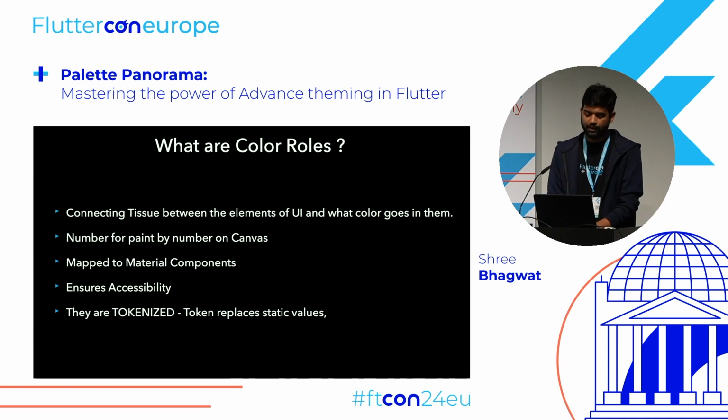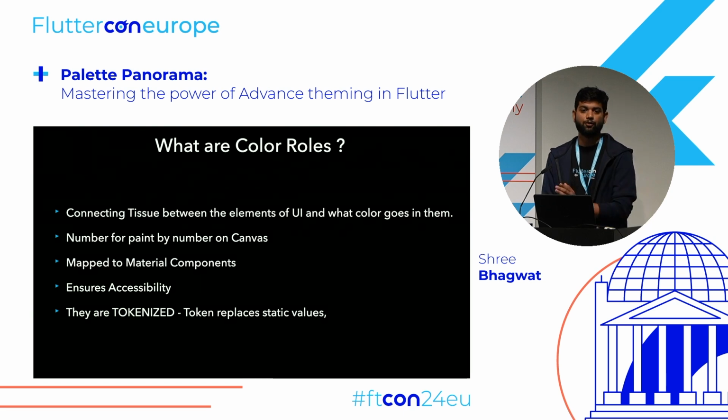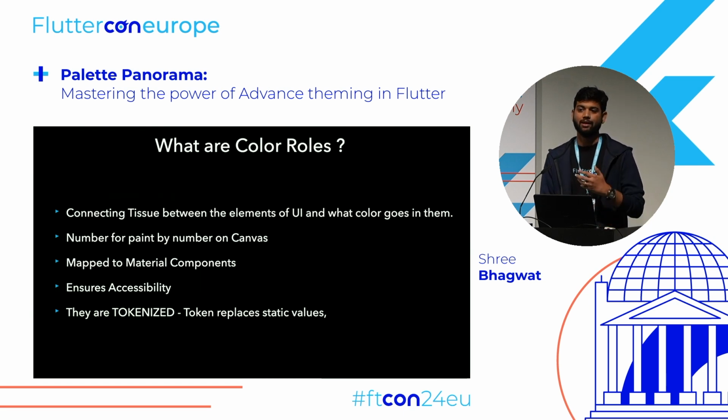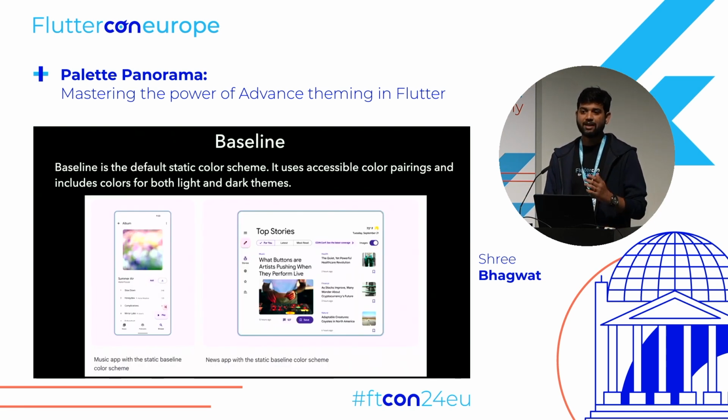So token replaces the static values. So when a color is tokenized, we get a range of colors, and according to the depth of the token, the colors are segregated from left to right. The left is the darker shade, and the right one is the lighter shade as we move towards the right. Okay. So baseline. Now baseline is the default static color scheme.